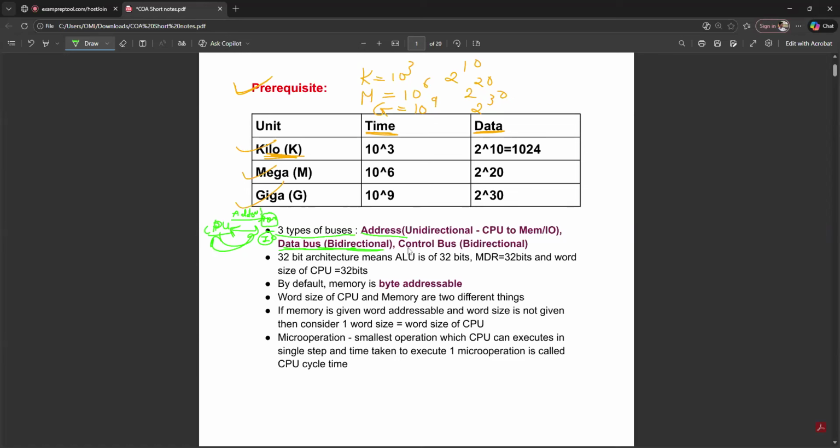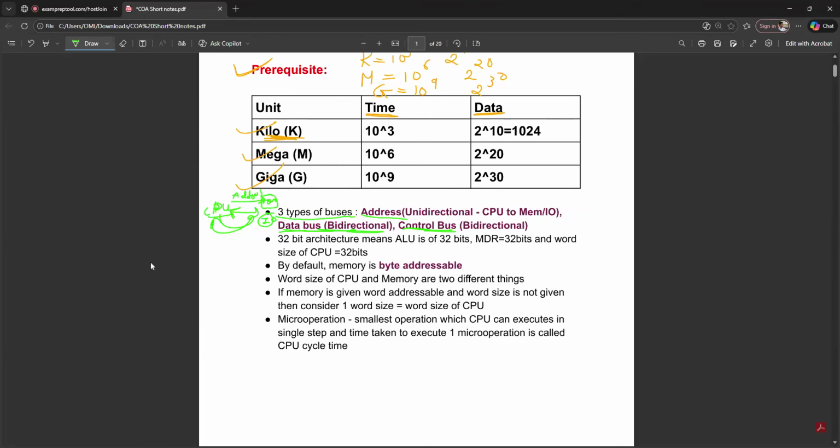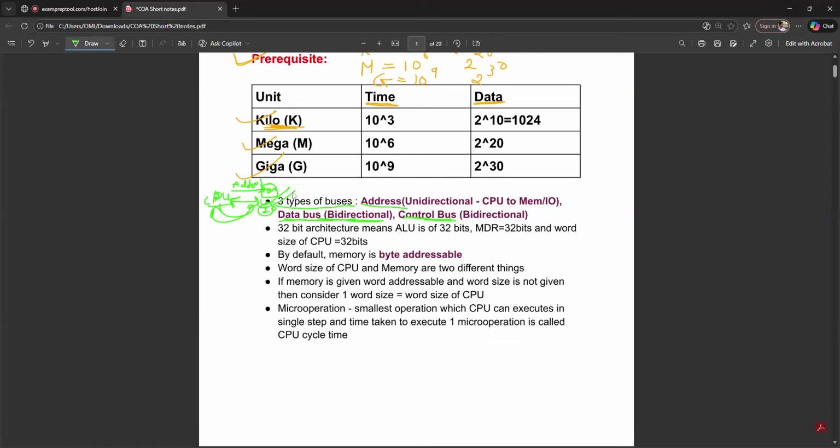And the control bus. What is the use of the control bus? The control bus is used to send control signals, so that from time to time the CPU knows what instruction to perform, and other things. It is mainly used to transfer the control signals. So remember that there are three types of bus: address bus, data bus, and control bus.